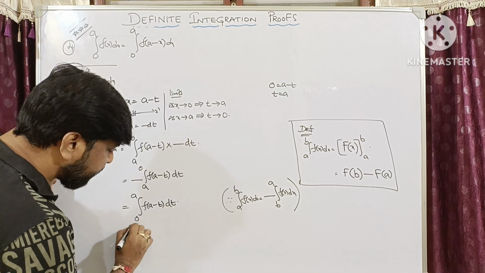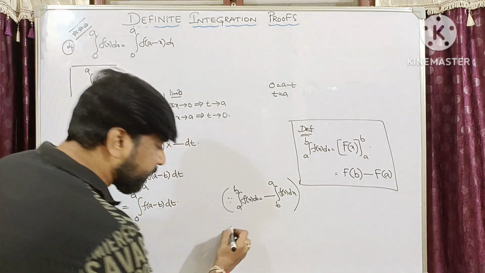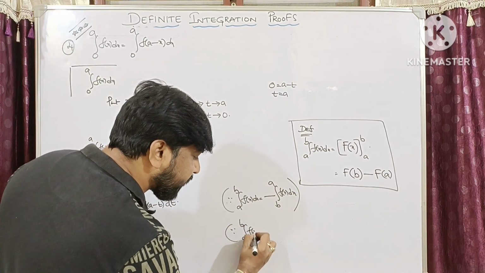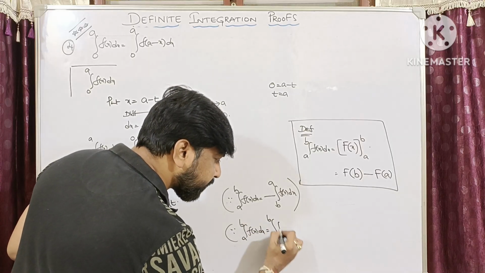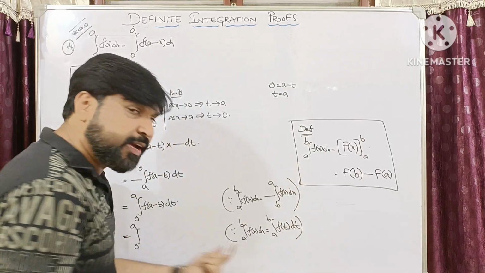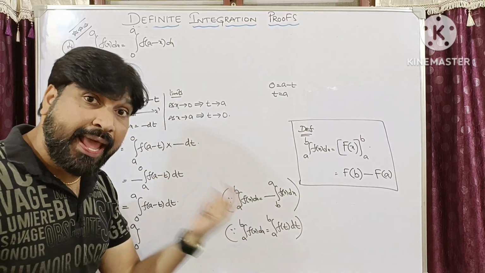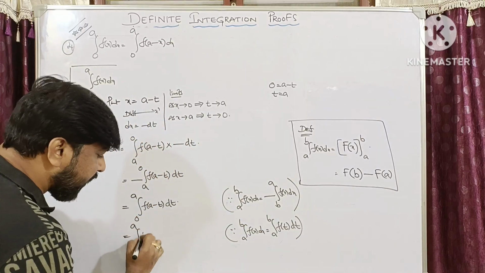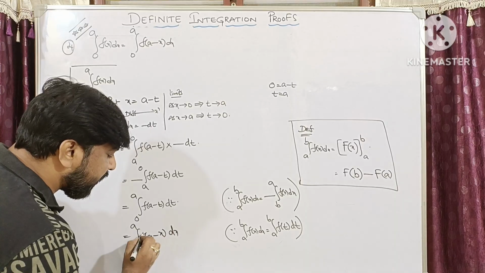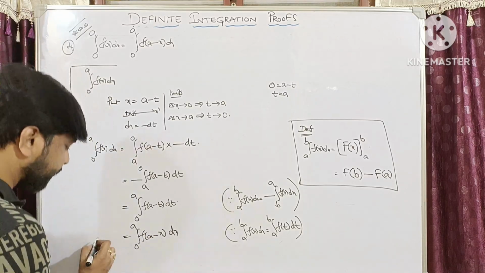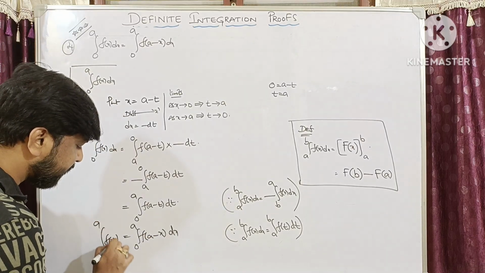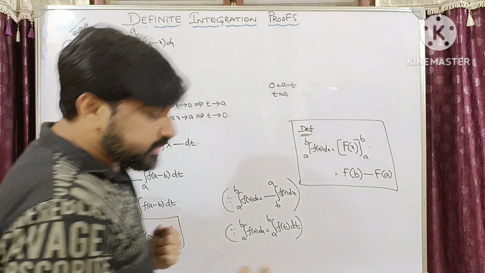This equals integral 0 to a. Again, I'm going to use one more property, property number 1. What is the property? Integral a to b f of x dx is equal to integral a to b f of t dt. That is the very first property I discussed, right? We are going to apply that property. A complete function in terms of t can be converted in terms of x. So we write integral f of a minus x dx. And what is the left hand side? Integral 0 to a f of x dx. That's the whole proof. It's a very easy proof.